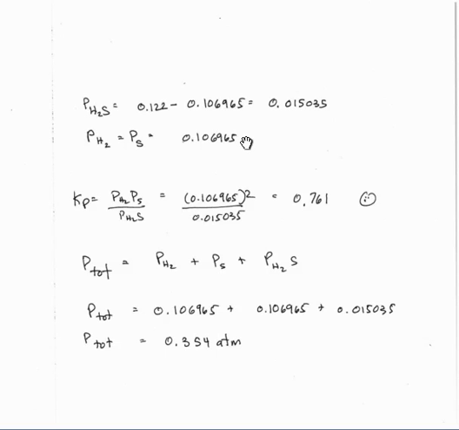Now, before I go any further, I want to make sure that these values are correct. I'm going to plug them back into my Kp expression, my equilibrium expression, and make sure that I get my original equilibrium constant back, and I do. Hooray! That means all this work paid off. And then to calculate my total pressure, I just add my equilibrium pressures, and this is the answer that I get.